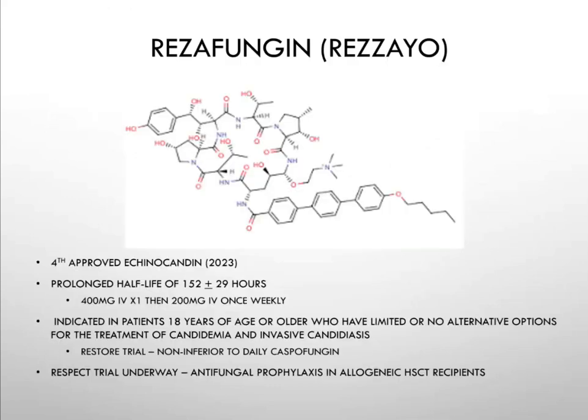And the newest one is rezafungin, which has a prolonged half-life of about 150 hours. Patients receive 400 milligrams IV times one and then 200 milligrams IV once weekly thereafter. And really, the role for this drug currently is in patients who are going to need prolonged echinocandin therapy for azole-resistant disseminated candidiasis. We have not yet added this to formulary. It is being studied as antifungal prophylaxis in allogeneic stem cell transplant patients as well.